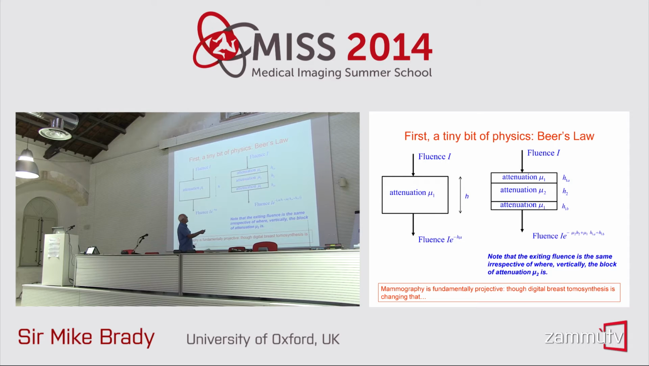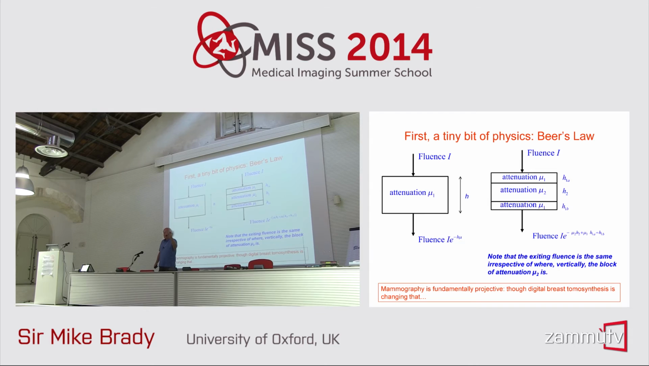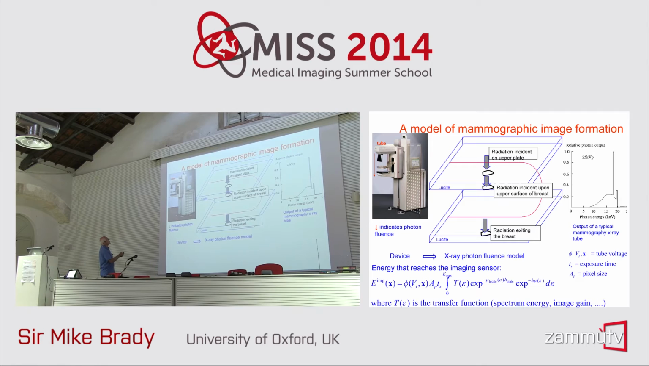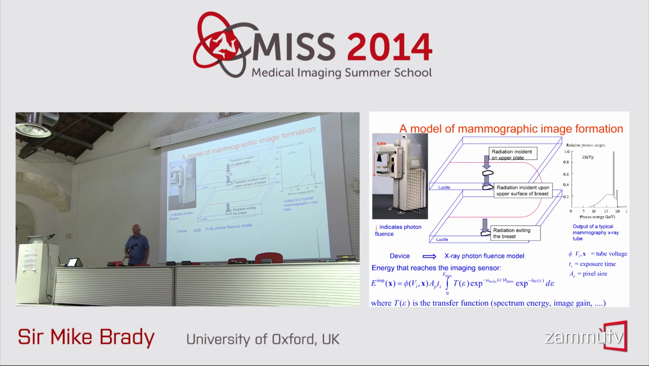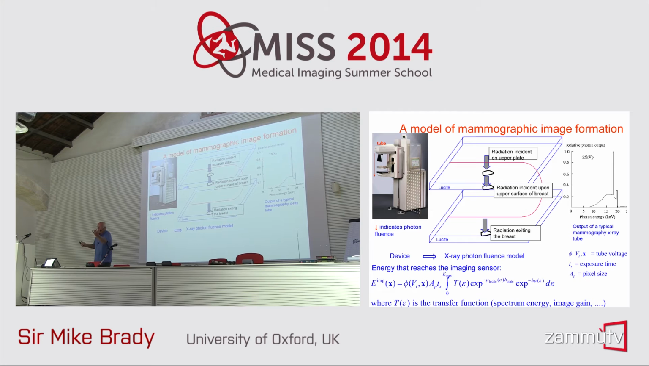In the end, mammography is fundamentally projective. So you have to do something like computed tomography in order to get 3D. But it's fundamentally projective. Okay, so can we model that? Well, here's our mammography machine. Here's our upper plate, here's our lower plate, and this pink thing is supposed to be the breast. And we've got a fluence of x-ray coming down through the upper plate. We know what the lucite, the plastic, is. We know what the x-ray spectrum is, because that's part of the machine. We can read that in the DICOM header. And so, given the device, we can get an x-ray photon fluence model, and I'll show you what it is. It just comes out to be this.